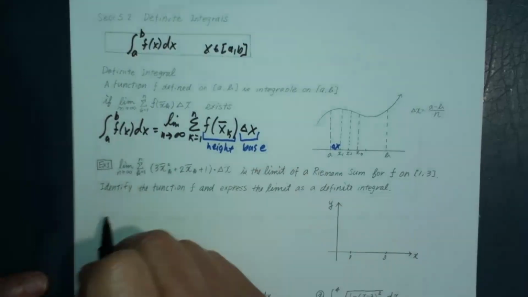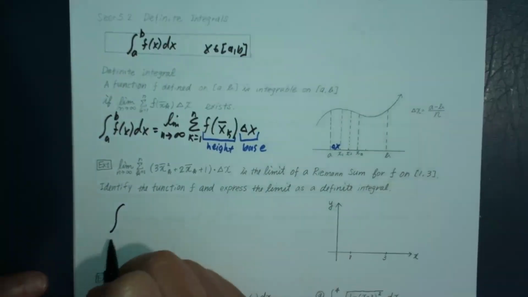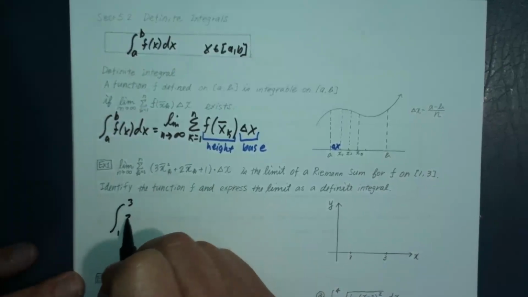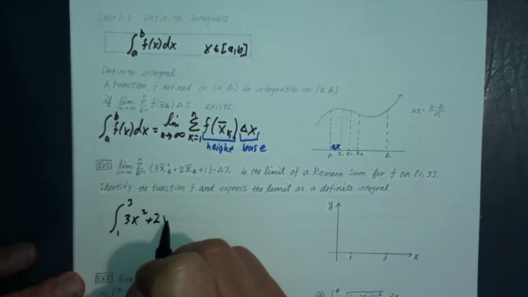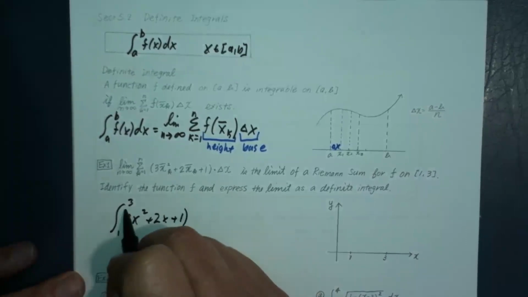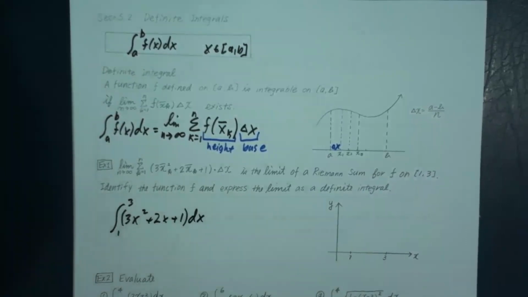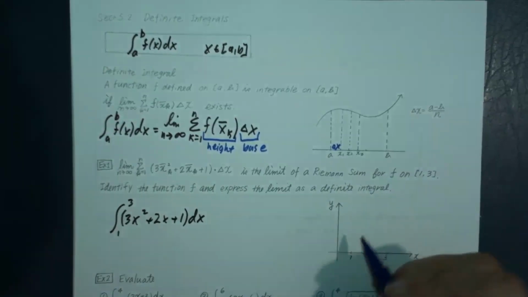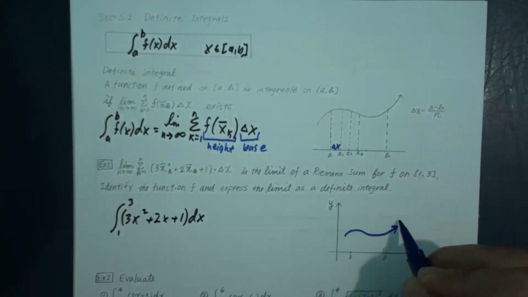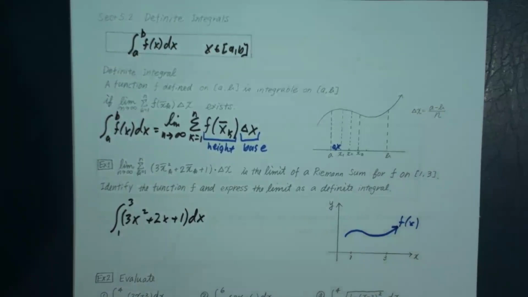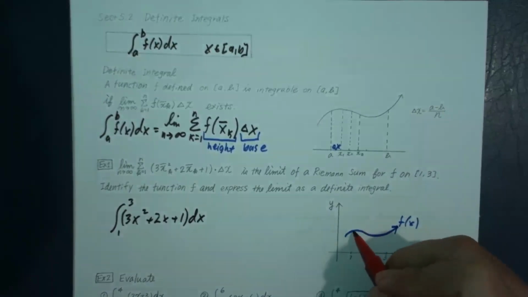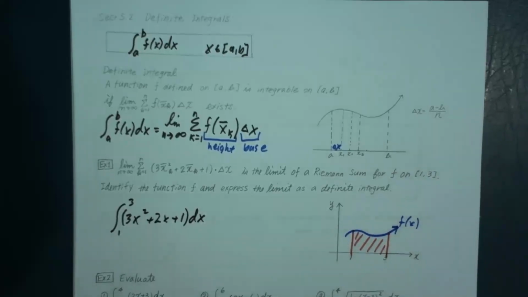So we're going to express it as a definite integral. Using our definition up here, this is going to be the integral from 1 to 3 of f of x, and I'm going to identify this as 3x squared plus 2x plus 1 dx. Basically what that's saying is we're taking our curve, this is our f of x, and we're finding the area from 1 to 3. Now, this is the exact area when we do the integral, because we're having n go off to infinity.